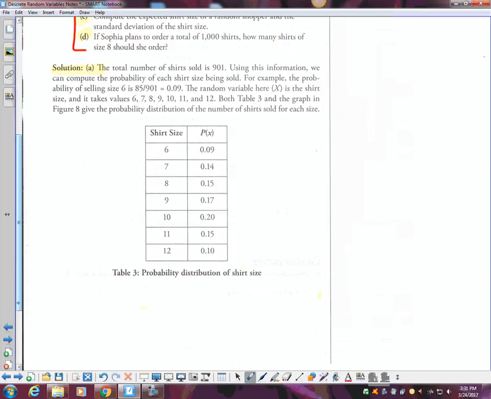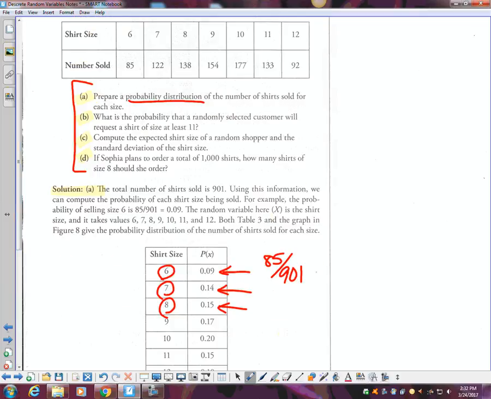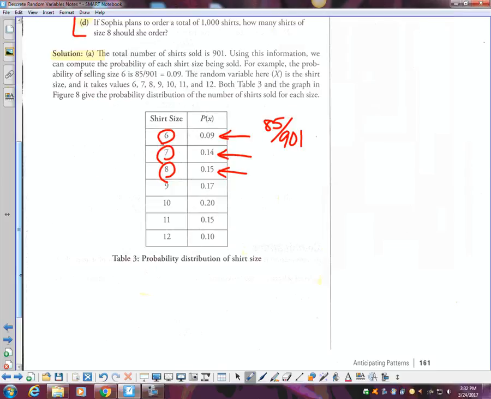So here we go. The total number of shirts is 901. Using this information, we can compute the probability of each shirt size being sold. The probability of selling a size 6 is 85 out of 901. So all they're doing is finding the probability for each size by taking the number of shirts sold out of the total number of shirts. So now I have a probability distribution. And this is very discrete because you don't have a shirt size that's in between a 6 and a 7. And that's all they want for part A.